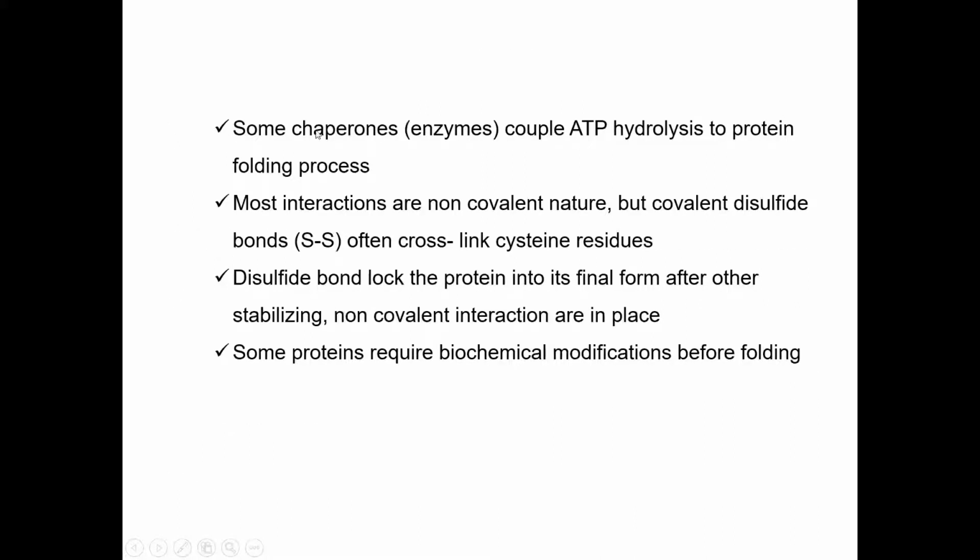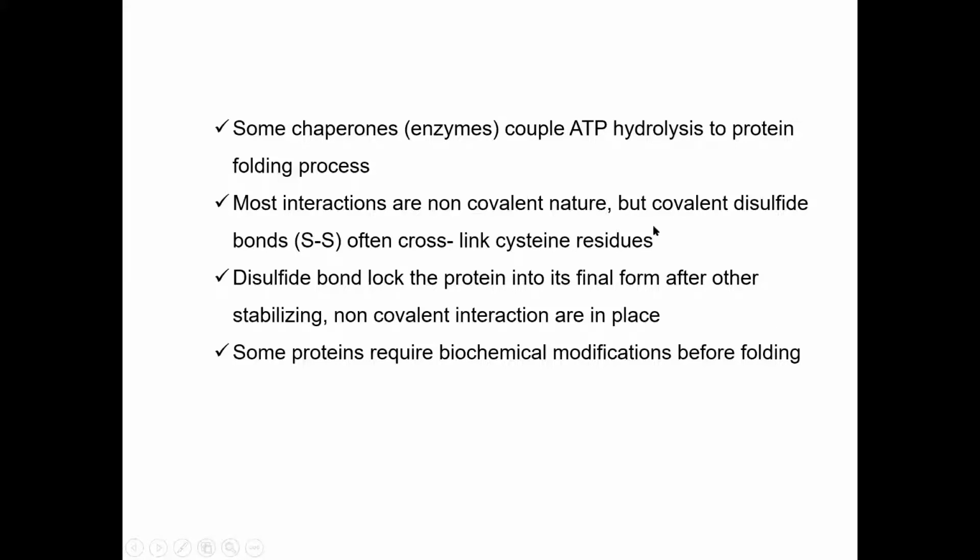Many of these chaperones act as an enzyme which couples ATP hydrolysis to the protein folding process. Most of the interactions are non-covalent, but yes, the tertiary structure does involve covalent disulfide linkages. So disulfide bonds formed will lock the protein into its final form after other stabilizing non-covalent interactions are in place.